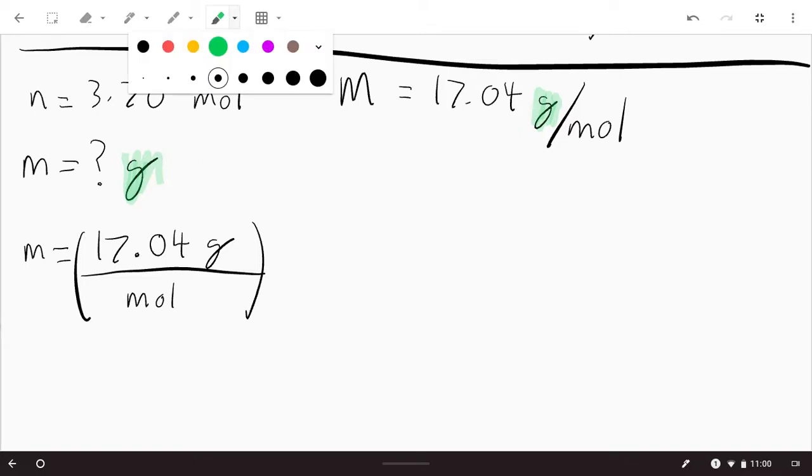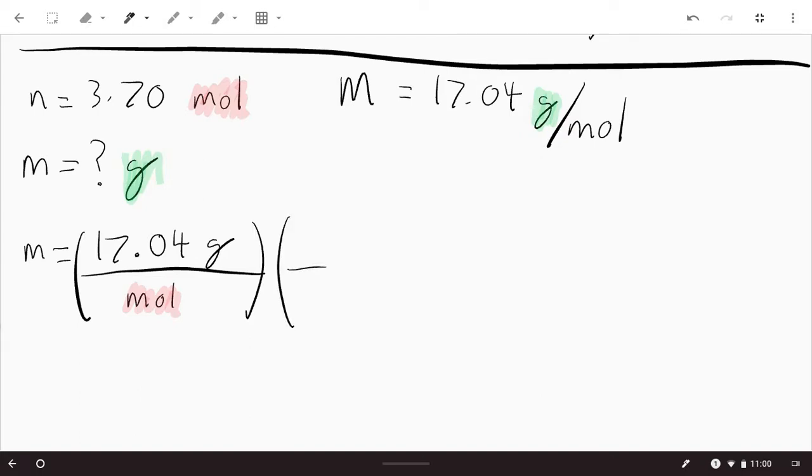Now, that does leave me with a problem, though. I don't want moles in my final answer. So I have moles here. I need to get rid of them. Where else do I have moles? I have it in my n. So what I can do here is I can actually unit cancel this. I can write 3 and 7/10 of a mole, and technically this is a fraction over 1. You don't necessarily need to write it out, but writing it out here helps visualize it.